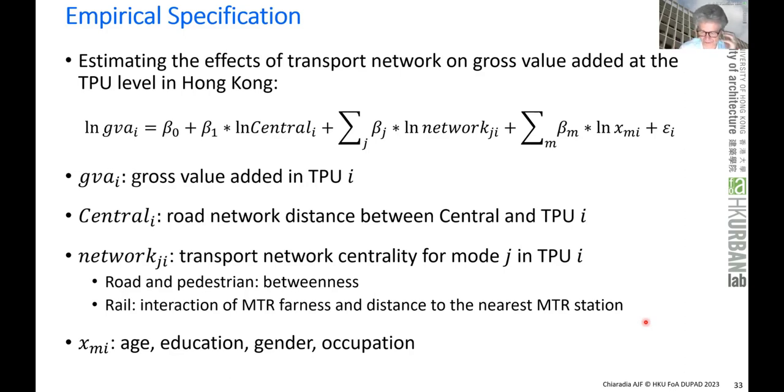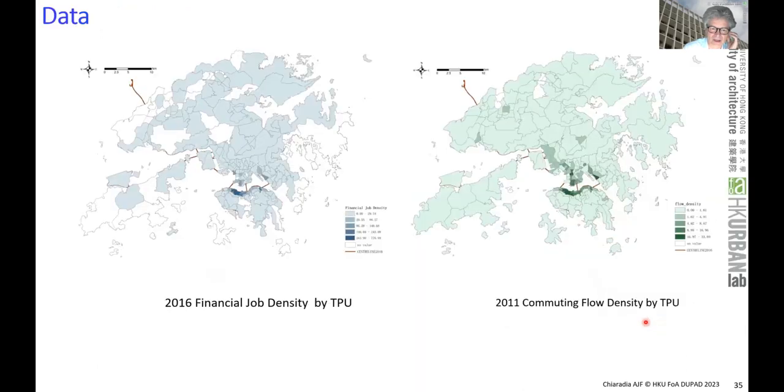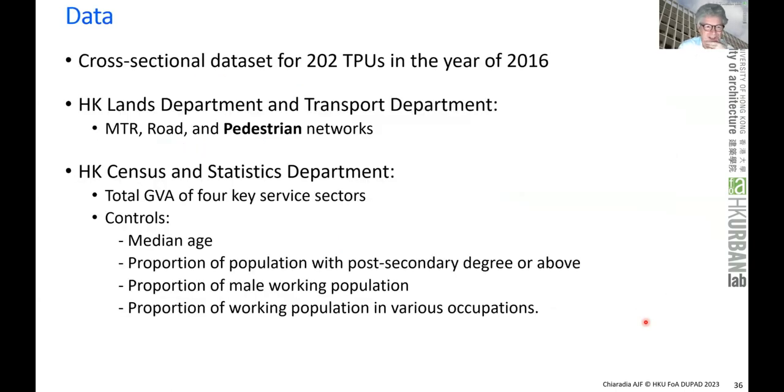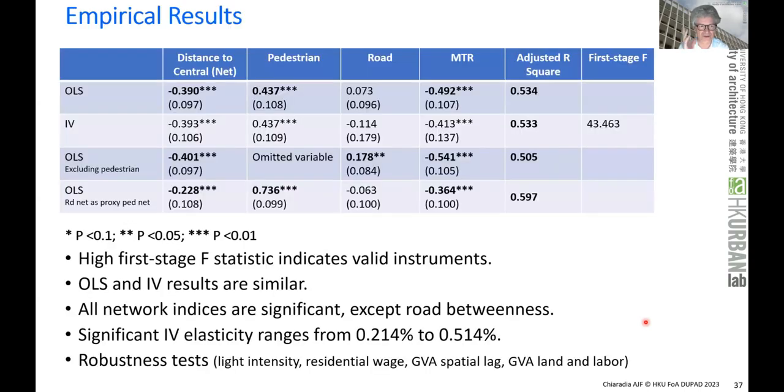And then we have some kind of control. So this is a little bit of mapping. This is financial job density. You can see that Hong Kong is essentially a monocentric city, and the new towns are mainly dormitory, one could say. So we have data from 200 zones. We have MTR, road and pedestrian network from the Lands Department, and we have different kinds of controls and so on. Now the result.